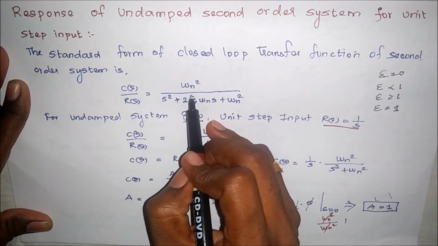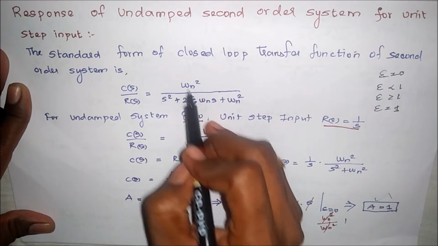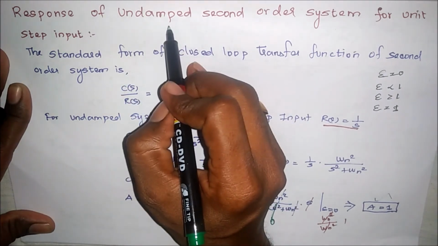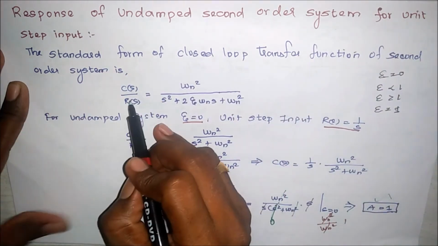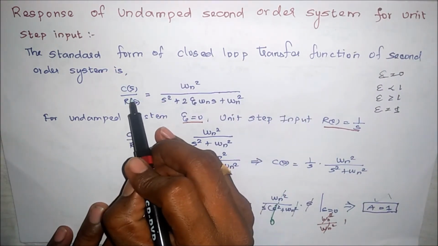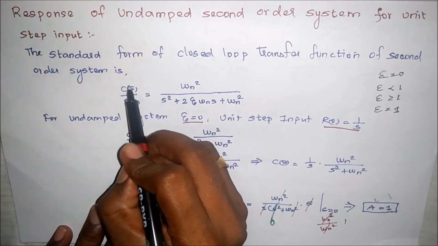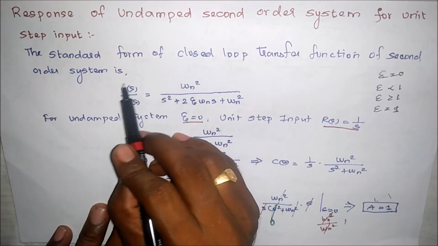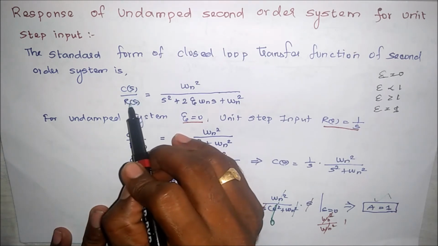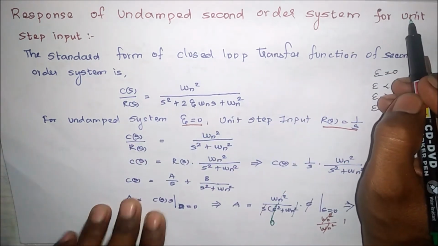So in this system, we are going to substitute the undamped condition. Then we will give the unit step input. We know this is the transfer function. To know the response, we have to write the equation in terms of output only. So for input, we have to consider unit step input.